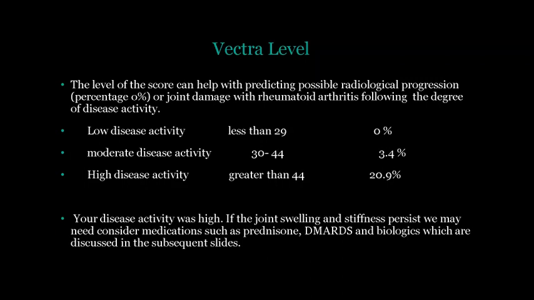The level of score can help with predicting possible radiological progression or joint damage with rheumatoid arthritis or inflammatory arthritis, following the degree of disease activity. Low disease activity, less than 29, has a 0 chance. Moderate disease activity, which is 30 to 44, 3.4%. High disease activity, greater than 44, is 20.9%. Your disease activity was high. If the joint swelling and stiffness persist, we may need to consider medications such as prednisone, DMARDs, and biologics, which are discussed in the subsequent slides.